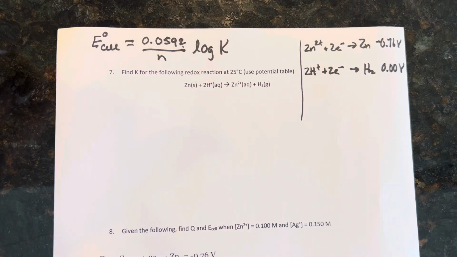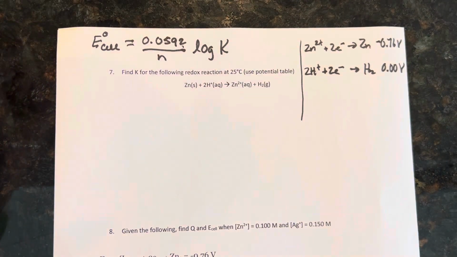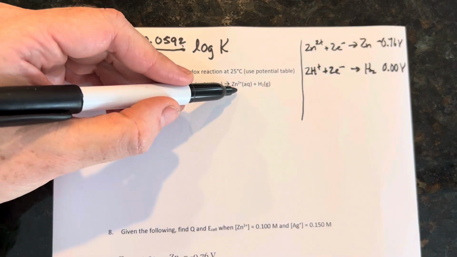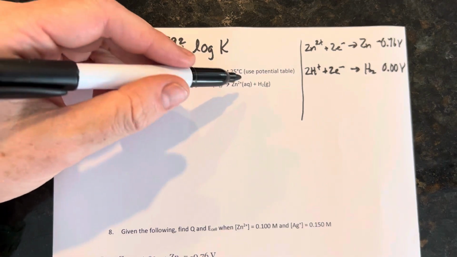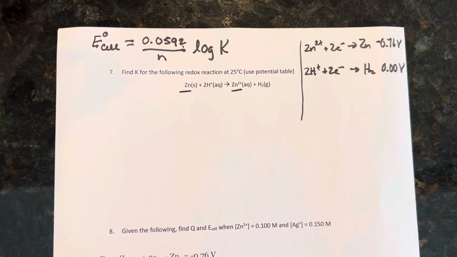All right, so this is what your book would tell you when you look at the potential table. And the reason we're looking at that is because we have zinc going to zinc 2+, and hydrogen ion going to H2. So these are the things that we're looking for in the table.